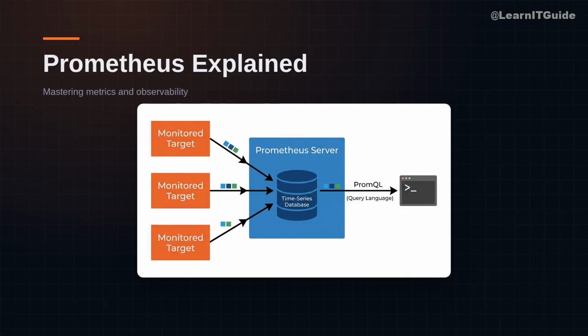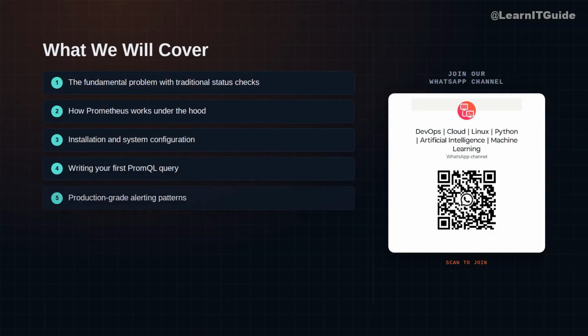Let us break down how this industry standard monitoring system works, from its unique storage engine to its powerful query language. In this video, we will cover the core monitoring problem, internal architecture, installation, query language, alerting, and common traps. Specifically, that includes the fundamental problem with traditional status checks, how Prometheus works under the hood, installation and system configuration, writing your first PromQL query, production-grade alerting patterns, and common pitfalls. Watch the full video without skipping any content to understand it better.